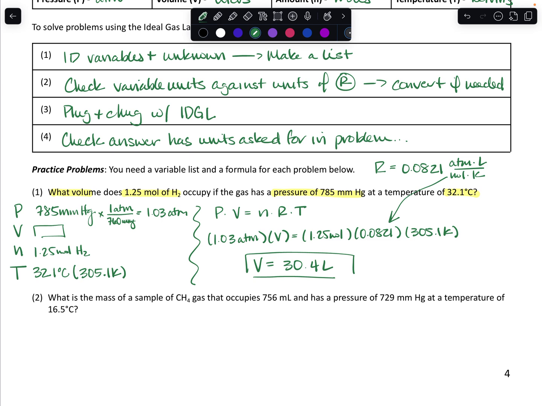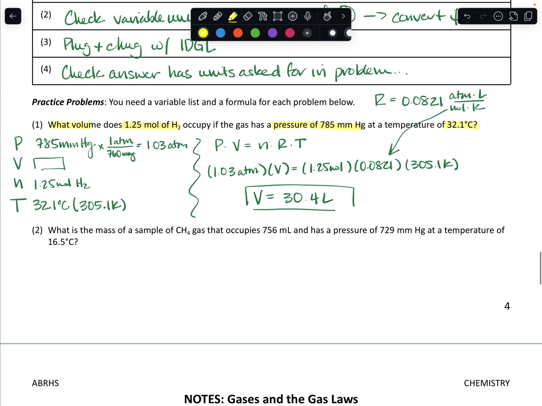All right, let's try one more. What is the mass of a sample of methane gas, CH4? It occupies 756 milliliters, has a pressure of 729 millimeters of mercury, and a temperature of 16.5 degrees Celsius. All right, so P, V, N, T.